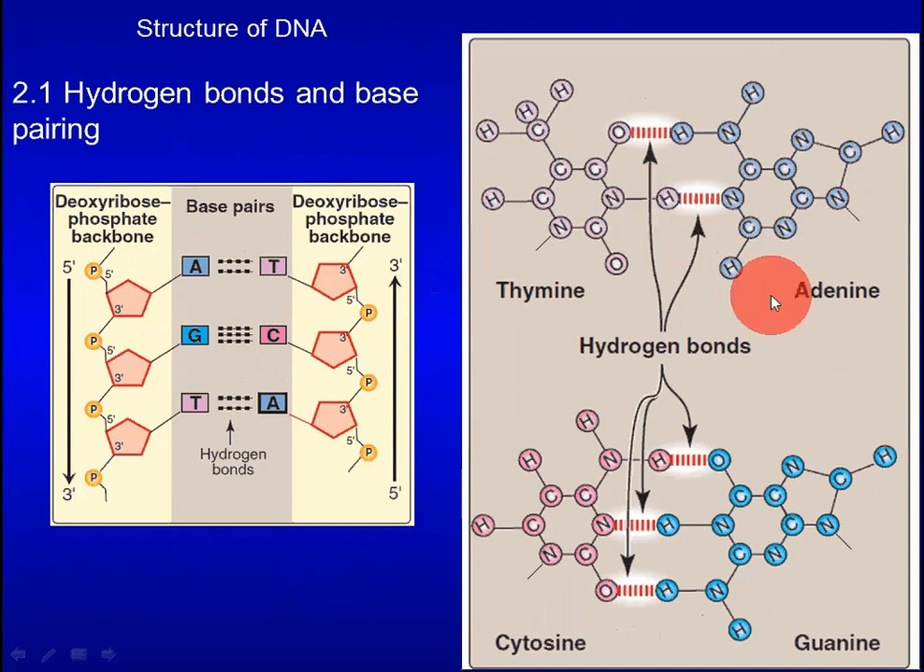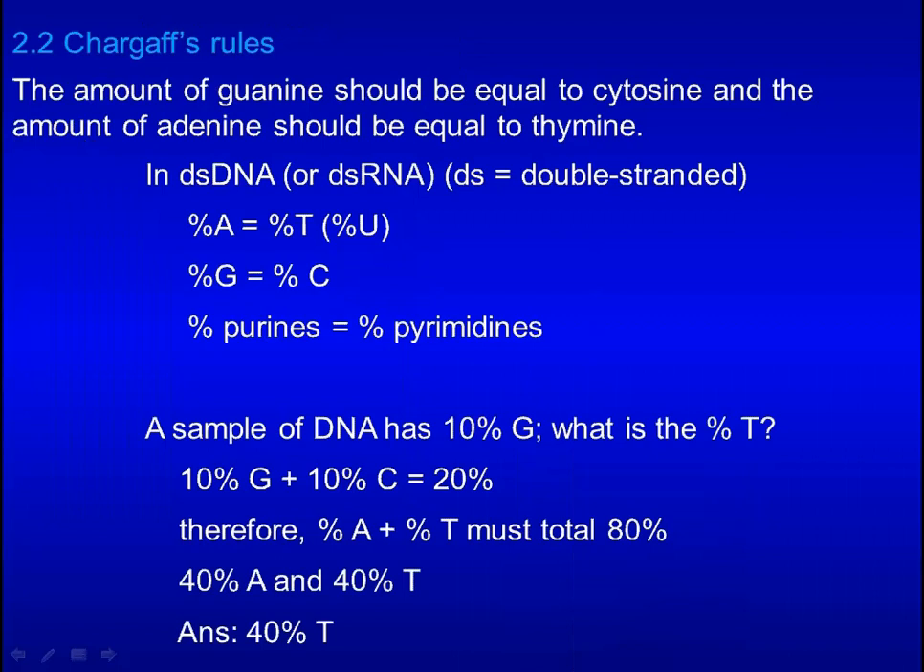AT and GC. In double-stranded DNA, since A always pairs with T and G always pairs with C, therefore the amount of G should be equal to the amount of C, and the amount of A should be equal to the amount of T. And this is Chargaff's rules.